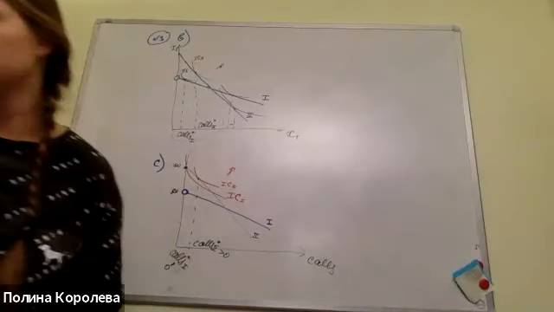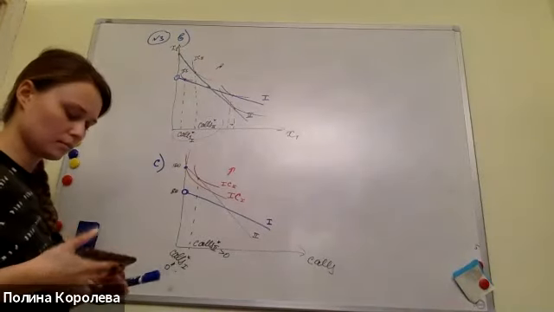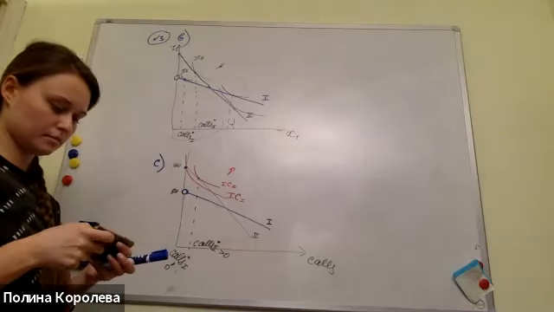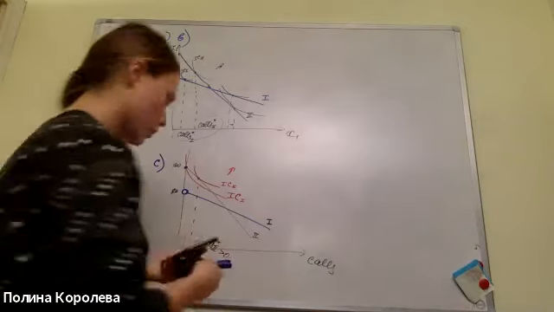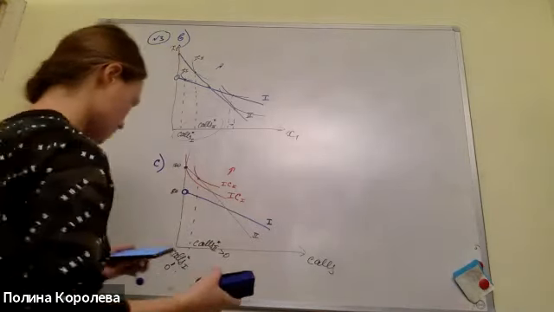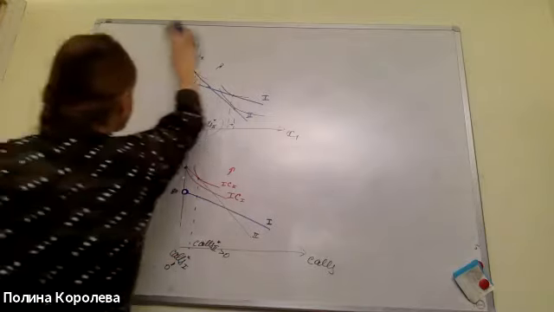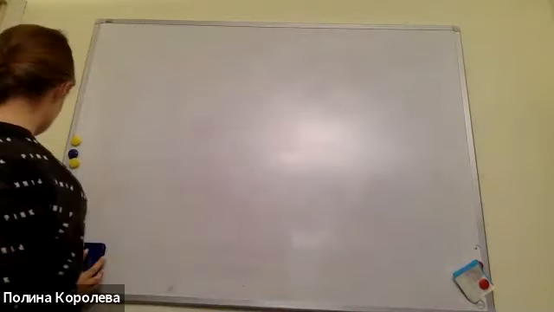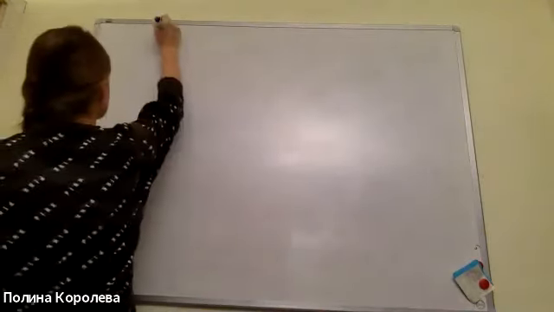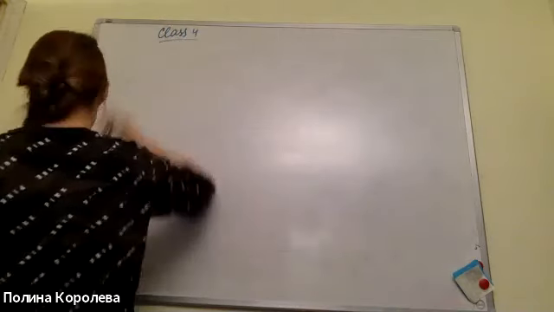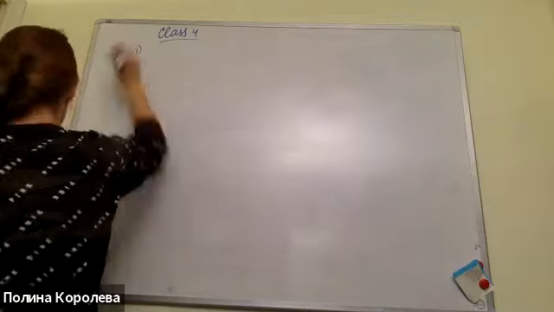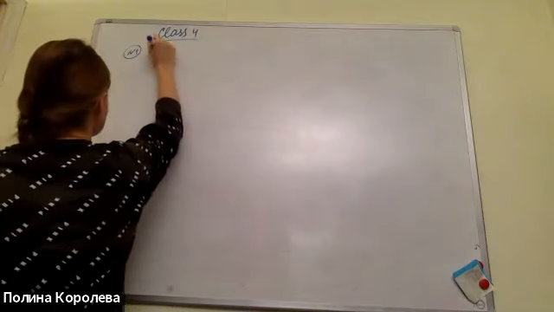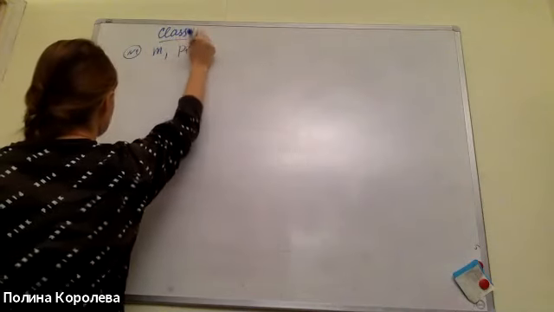Okay, let's start our next class. Number 1 from class 4 is also a problem about utility maximization. Let's write it down. Boris spends all his monetary income of M on goods 1 and 2. So monetary income M, price of good 1, price of good 2.